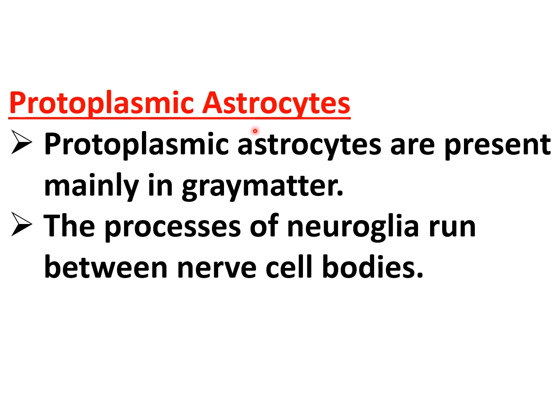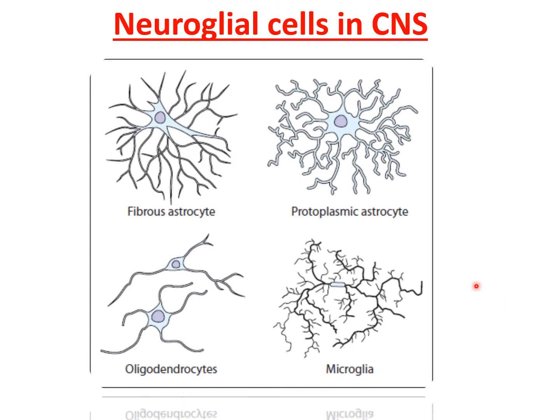Then protoplasmic astrocytes are present mainly in the gray matter, and the processes of these neuroglia run between the nerve cell bodies. So this is another figure of the neuroglial cells in the central nervous system.